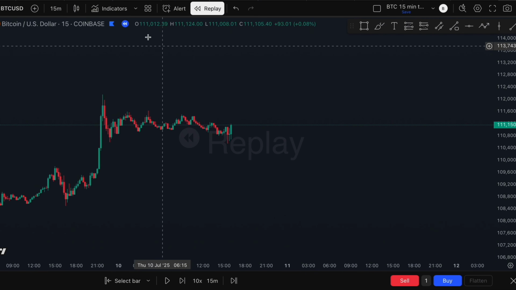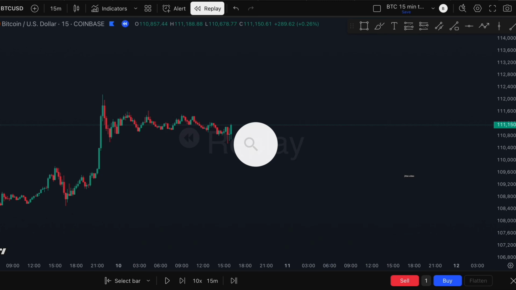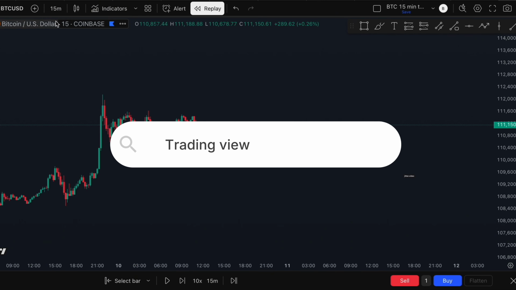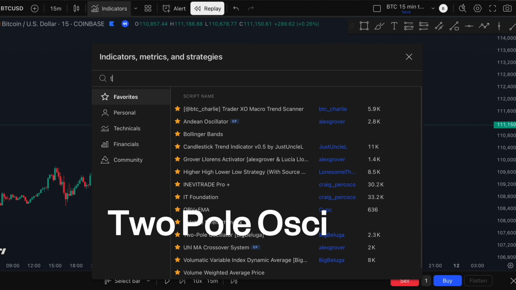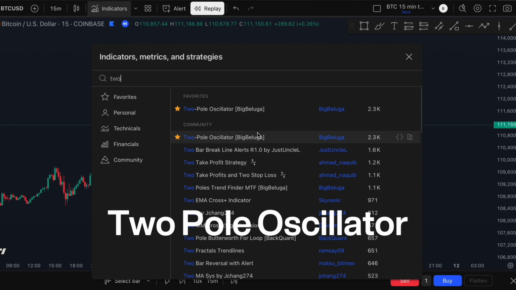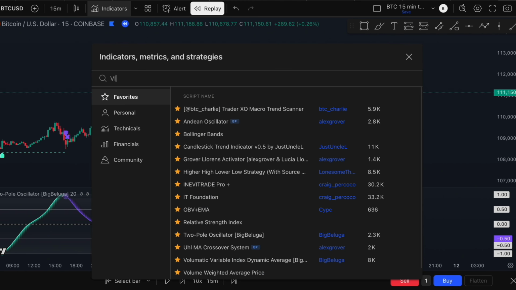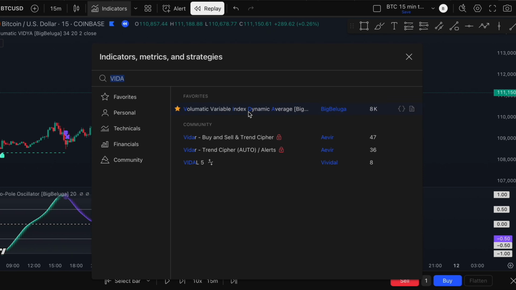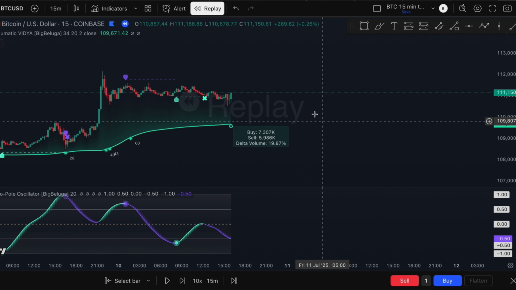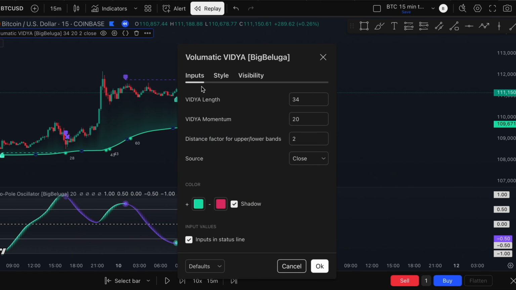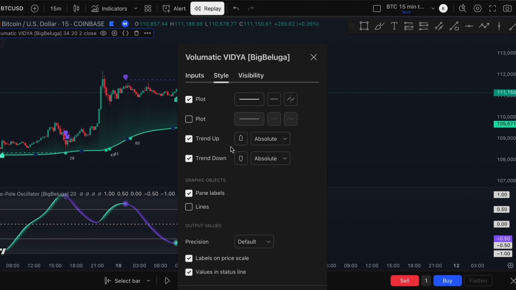Let's add the first indicator. Simply go to TradingView, select your preferred security, click on Indicators, and search for Two-Pole Oscillator by Big Beluga. This strategy incorporates the volumetric variable index dynamic average. After adding it to your chart, double-click its settings. The strategy specifies changing the VIDIA length to 34 and disabling the lines option on the style.